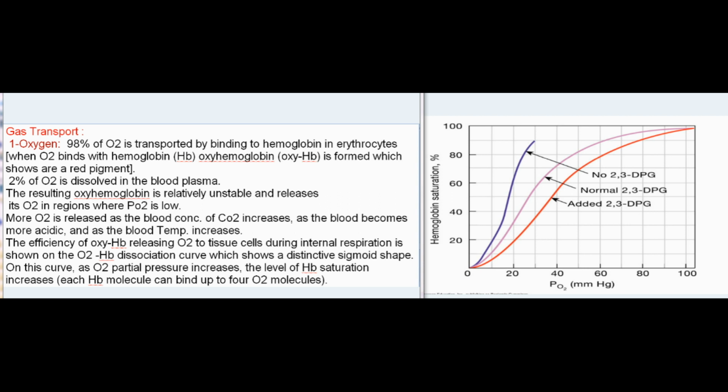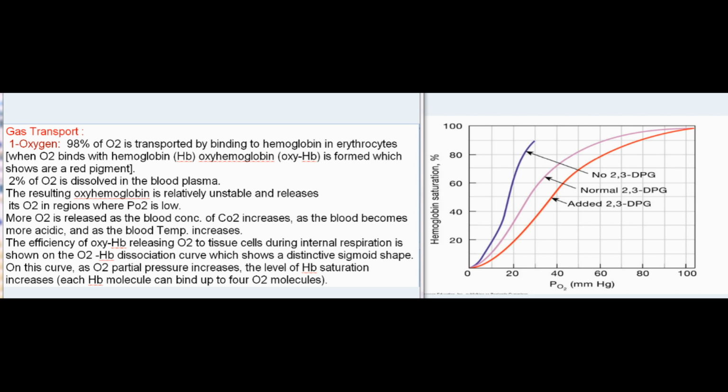The resulting oxyhemoglobin is relatively unstable and releases its O2 in regions where PO2 is low. More O2 is released as the blood concentration of CO2 increases, as the blood becomes more acidic, and as the blood temperature increases. The efficiency of oxy-Hb releasing O2 to tissue cells during internal respiration is shown on the O2-Hb dissociation curve, which shows a distinctive sigmoid shape.